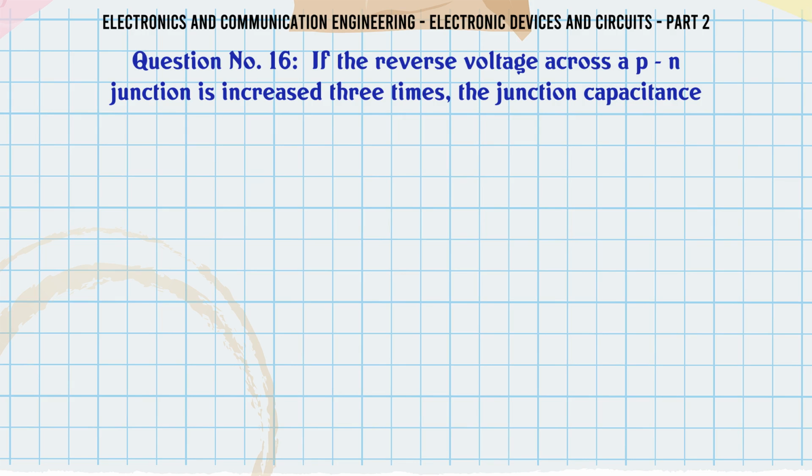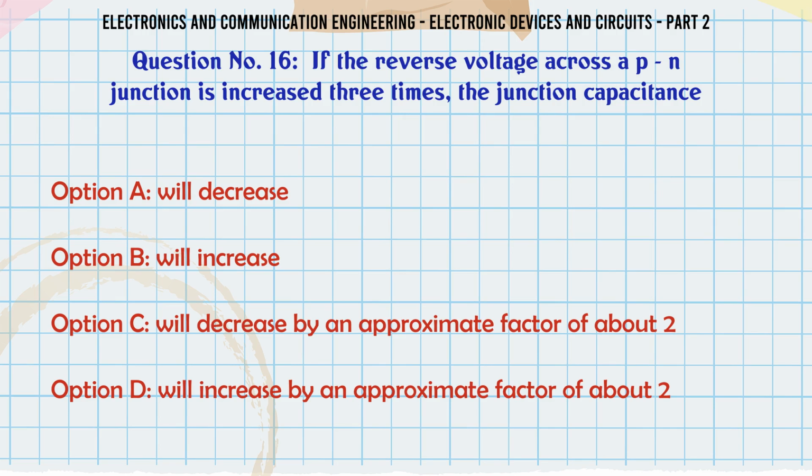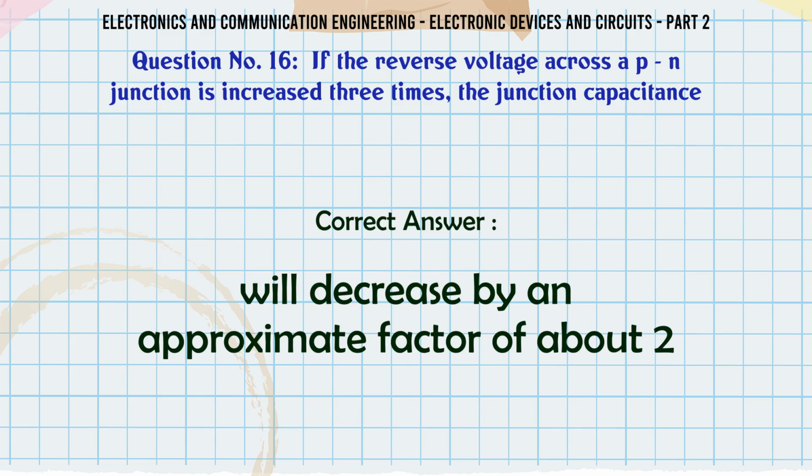If the reverse voltage across a p-n junction is increased 3 times, the junction capacitance: A, will decrease; B, will increase; C, will decrease by an approximate factor of about 2; D, will increase by an approximate factor of about 2. The correct answer is will decrease by an approximate factor of about 2.